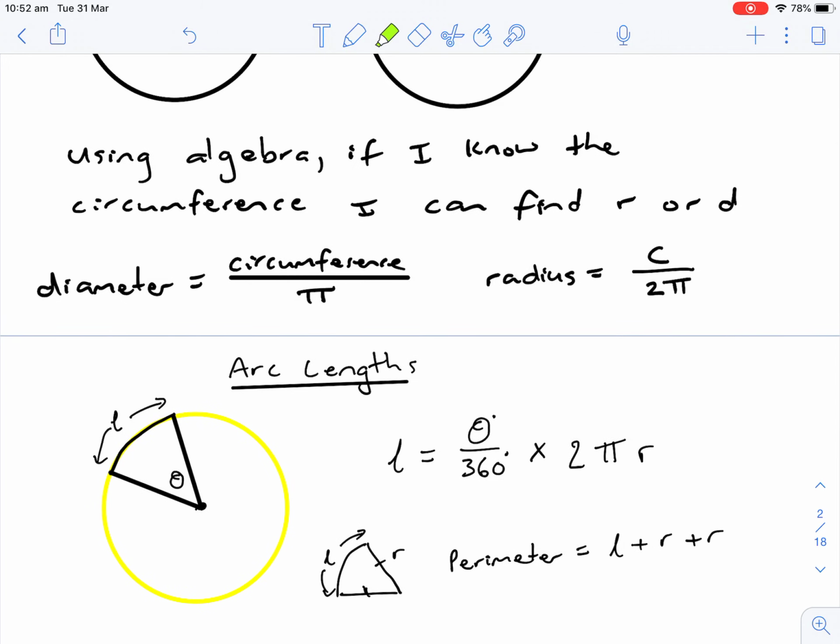Now, using algebra, if I know the circumference but I actually want to work out the diameter, then you can just rearrange that equation, and that would tell you that to calculate the diameter, you get your circumference and you're going to divide it by pi. Or to get your radius, you're going to get your circumference and you're going to divide it by 2 times pi. Or if you've worked out your diameter, you can just divide that answer by 2.